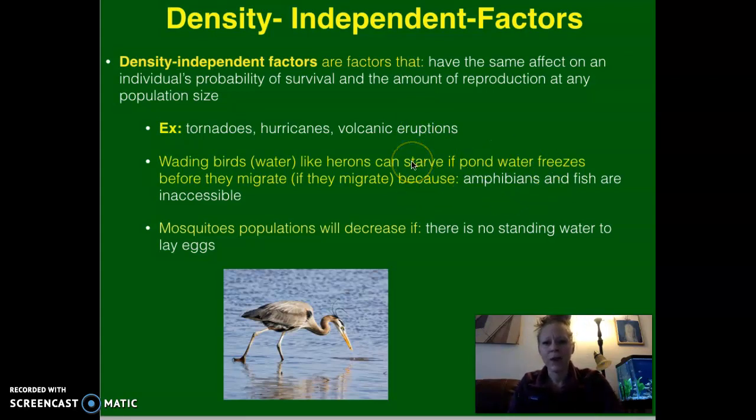Again, if you have a wading bird like a heron, this heron can starve if a pond freezes, if the weather changes and the water gets cold and they weren't ready for it. Then the amphibians and fish are inaccessible. And so this is not a density-dependent factor. This is an independent factor.